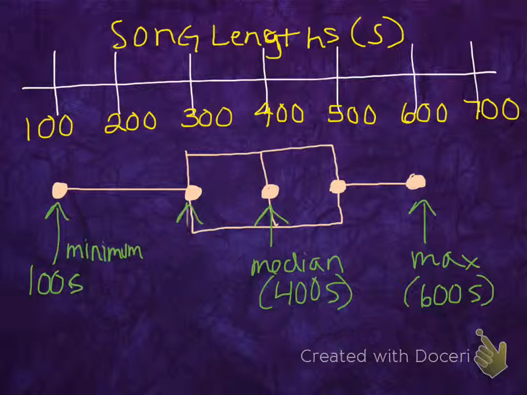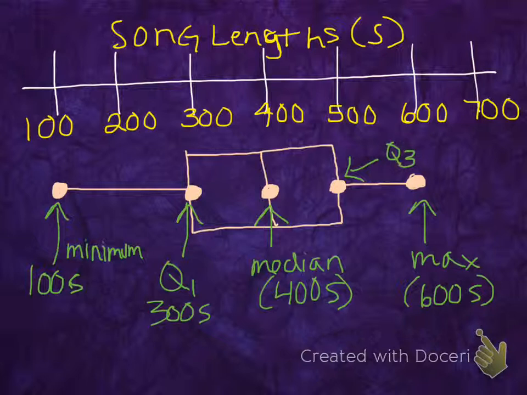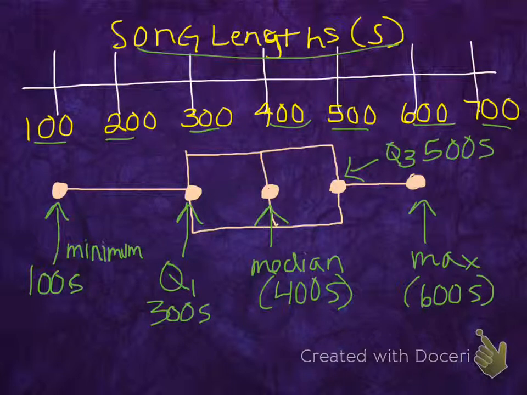Our Q1, the median of the lower half of the data, is going to be right about 300 seconds. And then finally our Q3, our median of the upper half of the data, is going to be right about 500 seconds. Notice how my number line has the values on it. So I always label my number line, and then I always label it with a title, kind of like our frequency tables and histograms. Okay, some other things that we can read off of this.